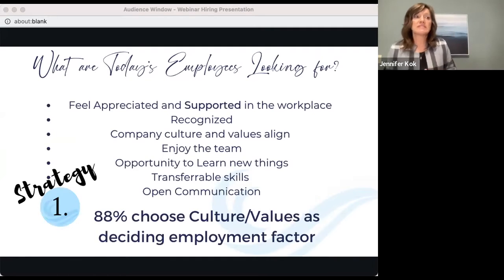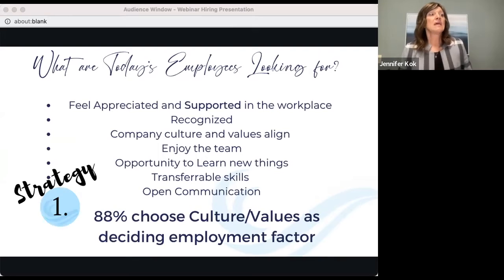All right, so let's talk about what today's employees are looking for. A lot of these factors were here before the pandemic, but what's happening now is these are becoming decision-making factors for job seekers. So for instance, this is from lots of different research. The latest is employees want to feel appreciated and supported in the workplace. So much so that 79% of employees left their job over lack of appreciation.